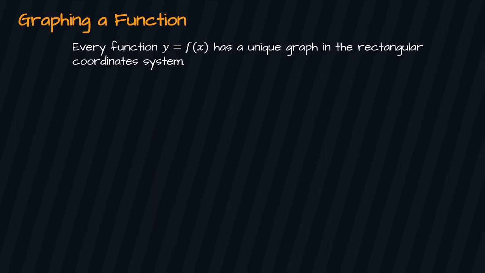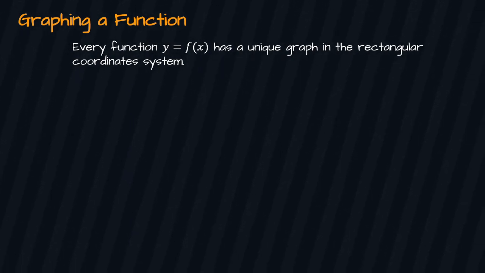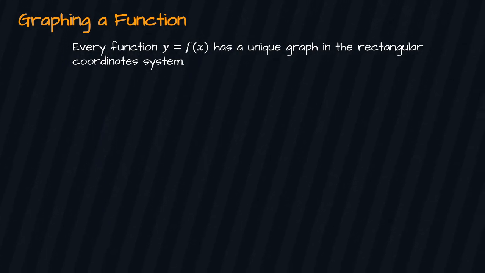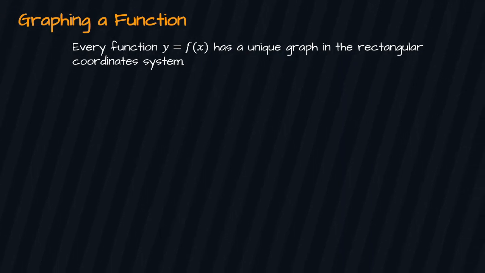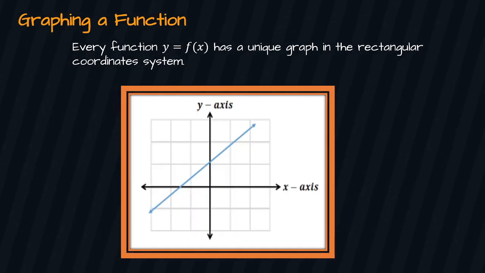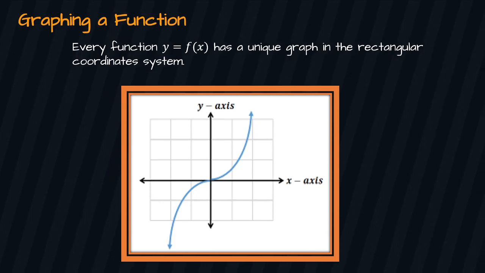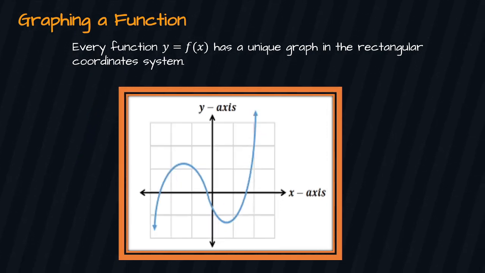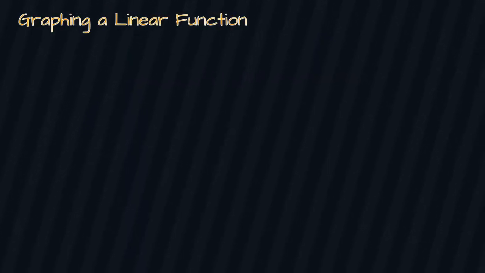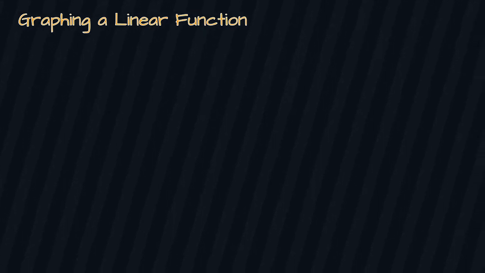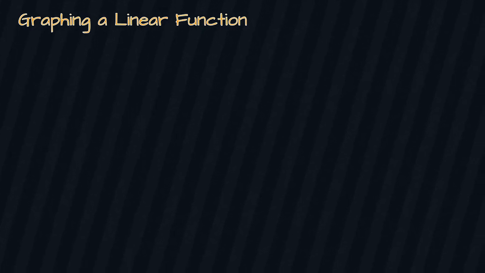The most basic steps in sketching the graph may be followed depending on the type of a given function and the properties that one may want to know. Every function y equals f of x has a unique graph in the rectangular coordinate system. For instance, the most basic function that you may be familiar with is the linear function.